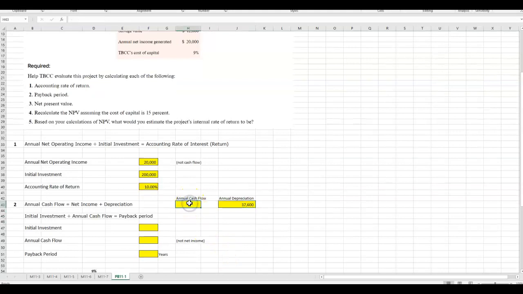To get annual cash flow, I'm going to take my annual net operating income and add my depreciation. So this is my annual cash flow. My initial investment, 200,000. My annual cash flow that I calculated. My payback period is the initial investment divided by the annual cash flow: 3.47 years.